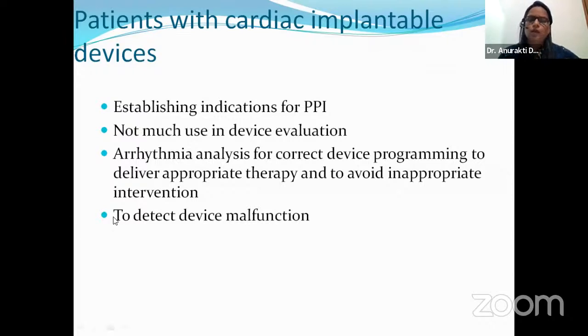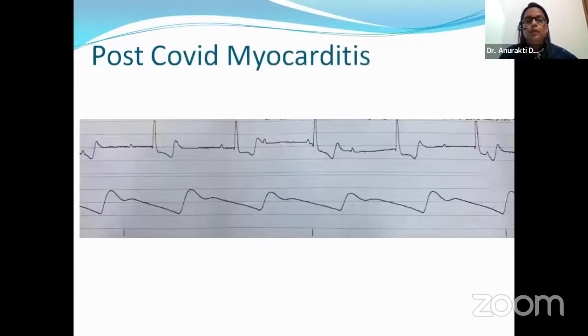Also, to detect device malfunction: a patient comes to you with an implanted device, and you feel that the device is not working or they had a syncopal episode. If your thresholds and all are good on the initial device testing, you can go through continuous ECG monitoring to see what is happening, what is the malfunction. So this is my patient with post-COVID myocarditis who went on having this rhythm, and you all can see and decide what it is and write in your notebooks, and we can discuss at the end whether this is an indication for a device or not.